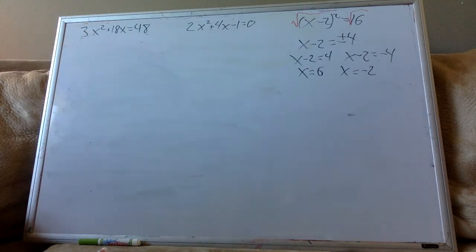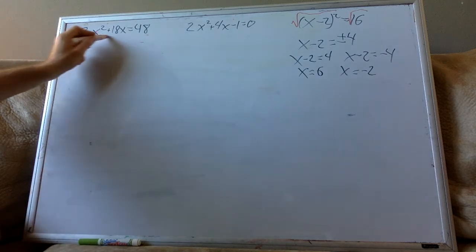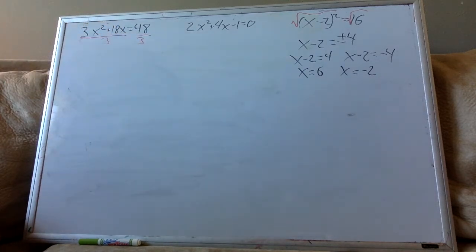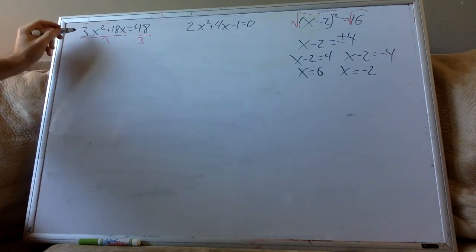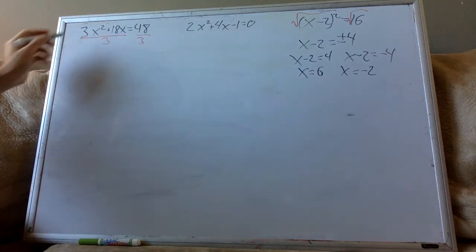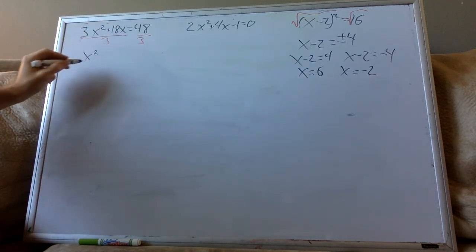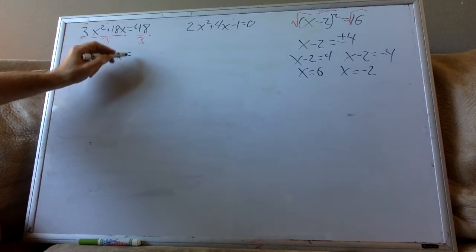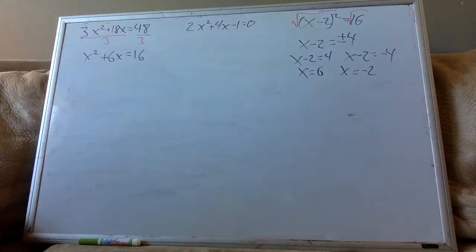Alright, let's move to this side. It's going to be a good candidate for possibly factoring. The first thing I want to do is divide by 3, because that works out easily in this case. Remember when I'm dividing, each term gets divided, so 3 divided by 3 is 1, so I have x squared. 18 divided by 3 is 6. And in this case, 48 divided by 3 is 16.